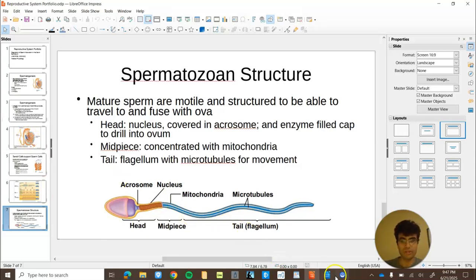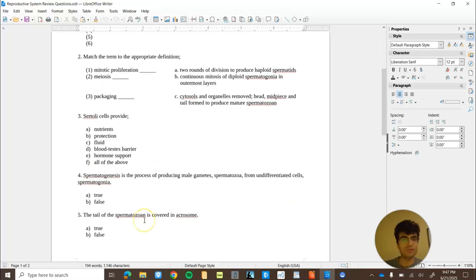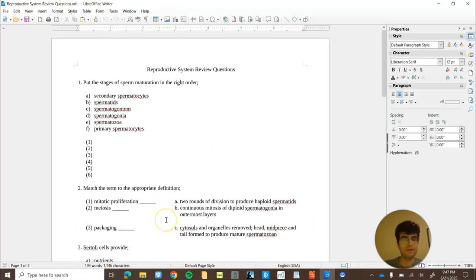All right, so I have a worksheet to review what we just talked about. So if we're going to put the stages of sperm maturation in the right order, we start off with the spermatogonium, then it underwent a round of mitosis to become a spermatogonia. Then it underwent another round of mitosis to become the primary spermatocytes.